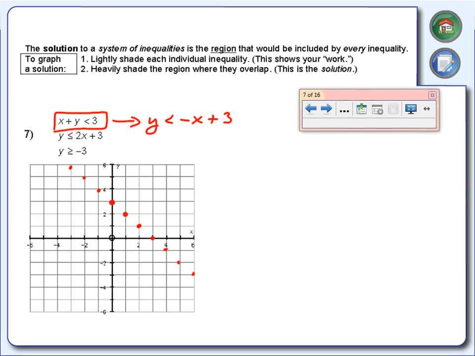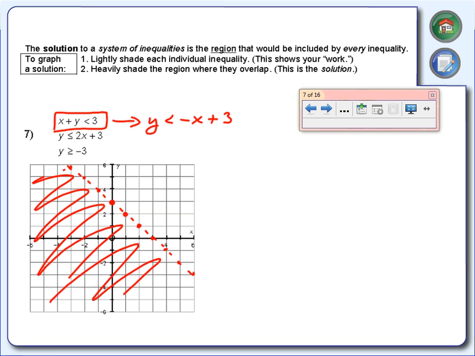Don't get in a hurry. What kind of line do we need on this one? Solid or dotted? Dotted. There is no equal sign, so we're going to use a dotted line. Then we're going to lightly shade to the bottom. It says less than, so shade to the bottom. Again, very lightly. So there's the first one.